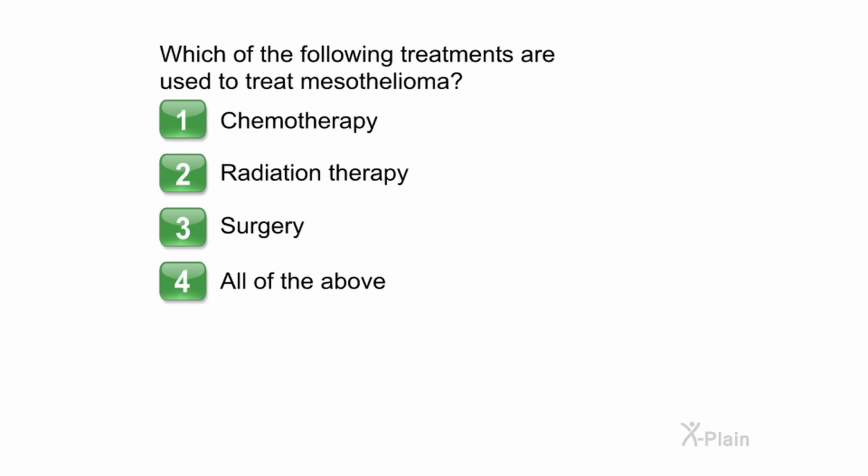Which of the following treatments are used to treat mesothelioma? Choose one of the following. 1. Chemotherapy. 2. Radiation therapy. 3. Surgery. 4. All of the above.